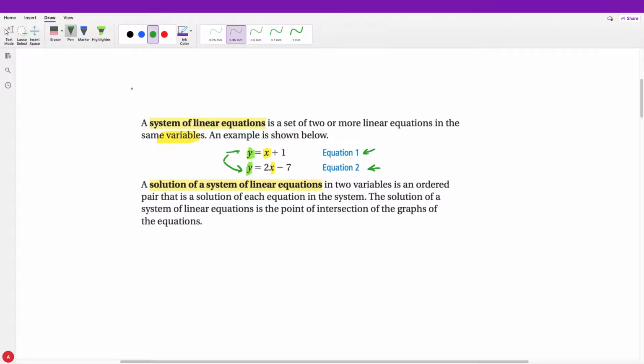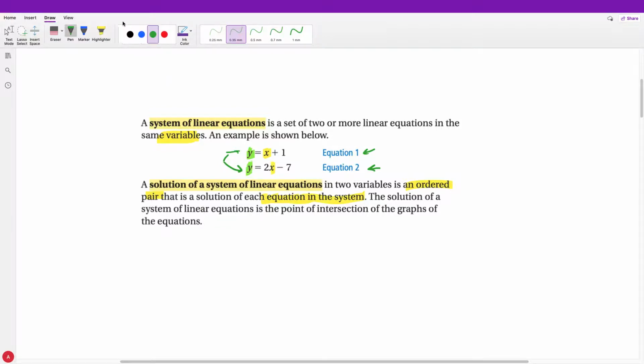All right, so a solution, as I was just talking about, of a system of linear equations in two variables is an ordered pair that is a solution of each equation in the system. So it needs to be the solution for both. All right, so remember, when we were learning this before, we graphed the equation.